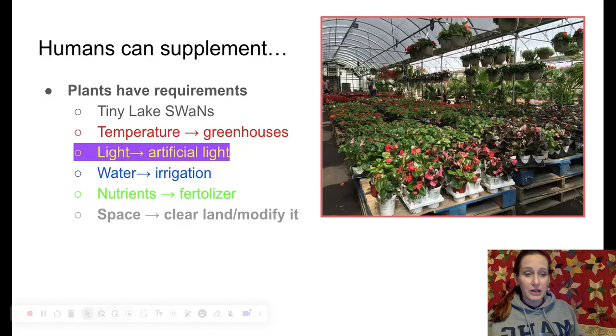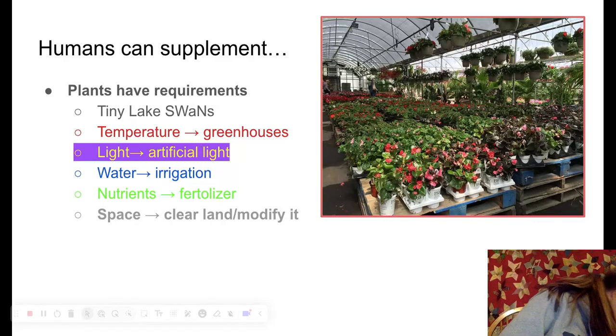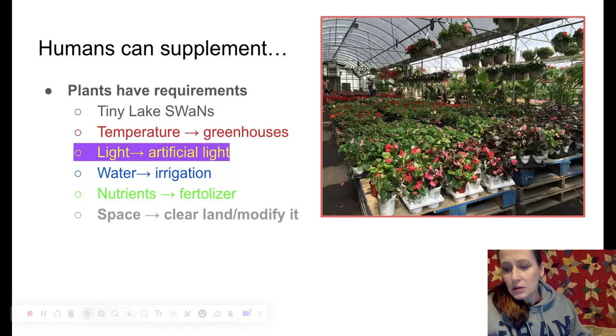We'll try to make little mini greenhouses this week. Hey, it says I'm running out of battery, but it's okay. All right, there we go.